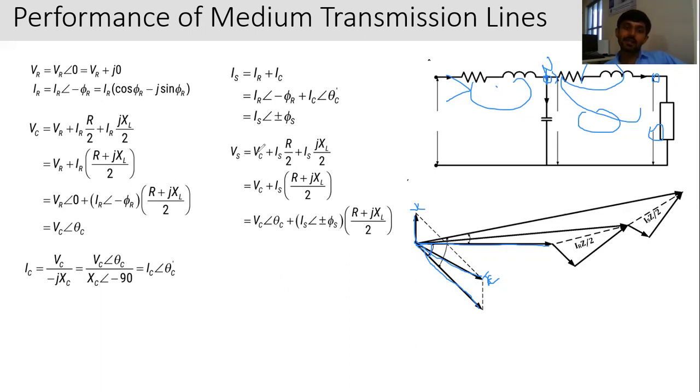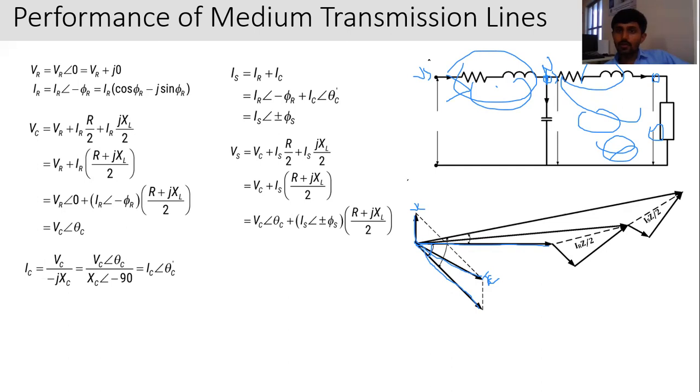And what is VS? The voltage appearing here is VC plus the voltage drop in this part. So the voltage appearing here is VS. The voltage drop here is IS multiplied by R by 2 plus jXL by 2, because half of the impedance is located here. So we get to find out VS. How can we find VS? You can draw it: this is our reference voltage.